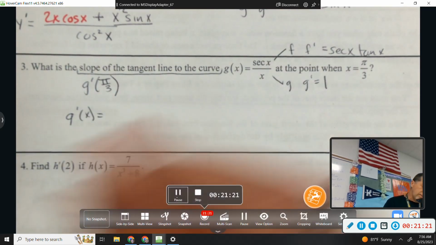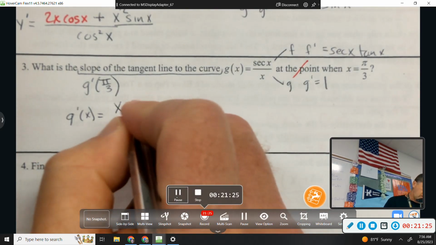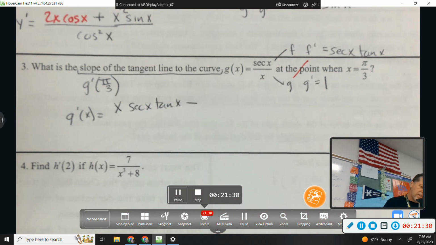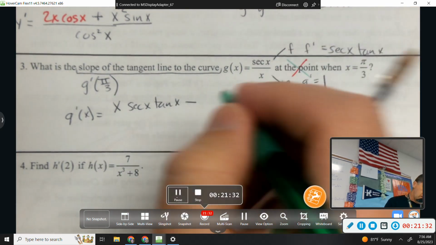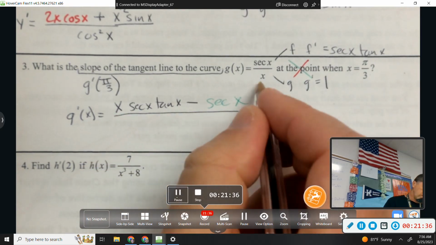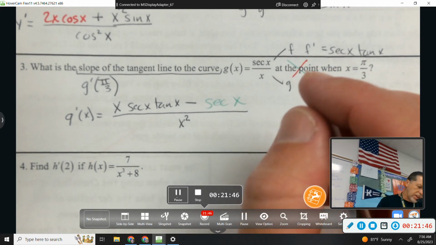Okay, so g f prime comes first. x secant x tangent x minus secant of x, all over x squared. And then I've got to plug in pi over 3.